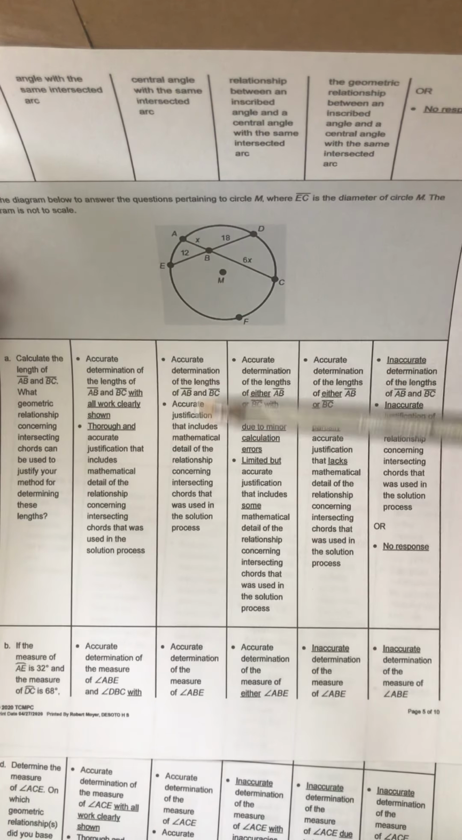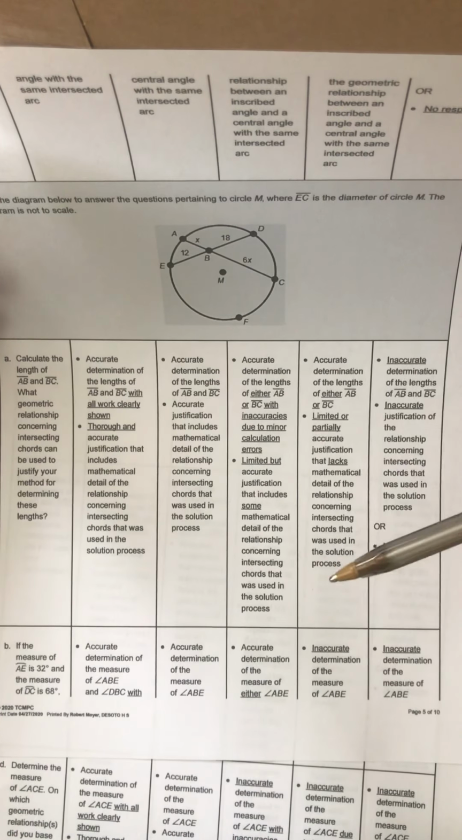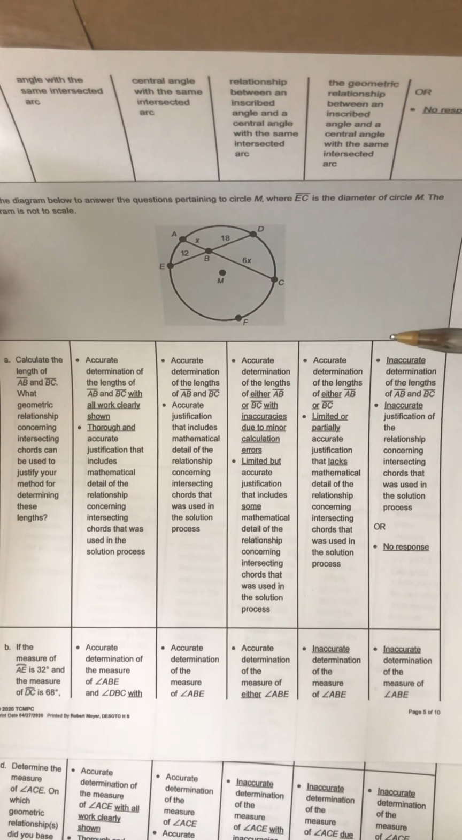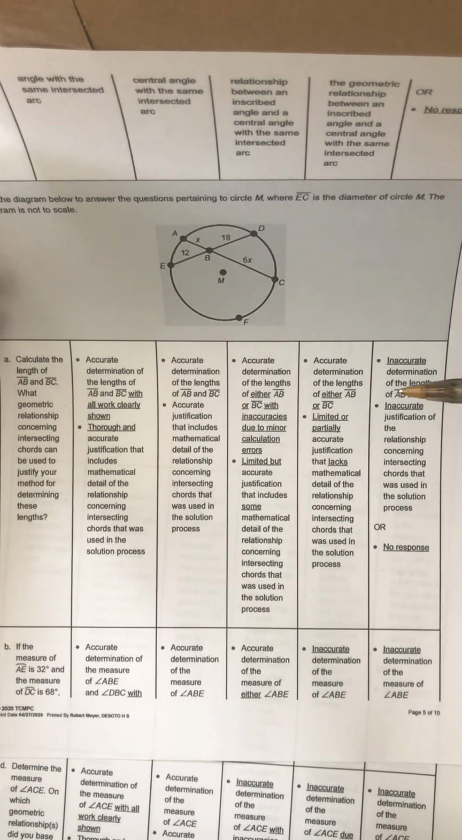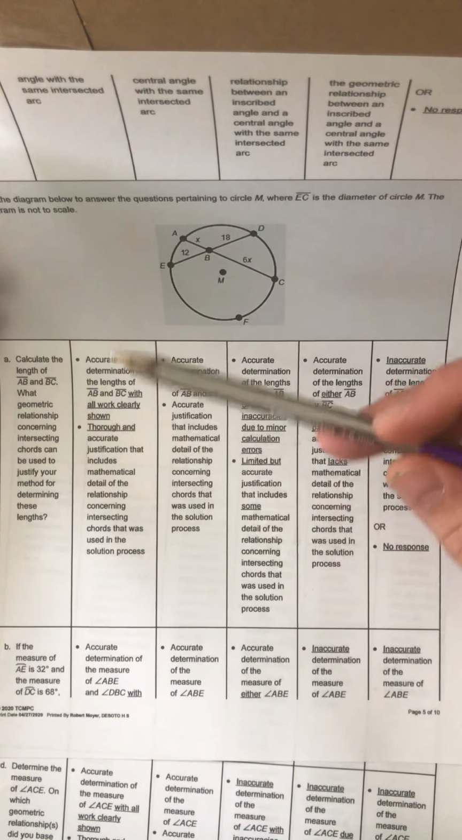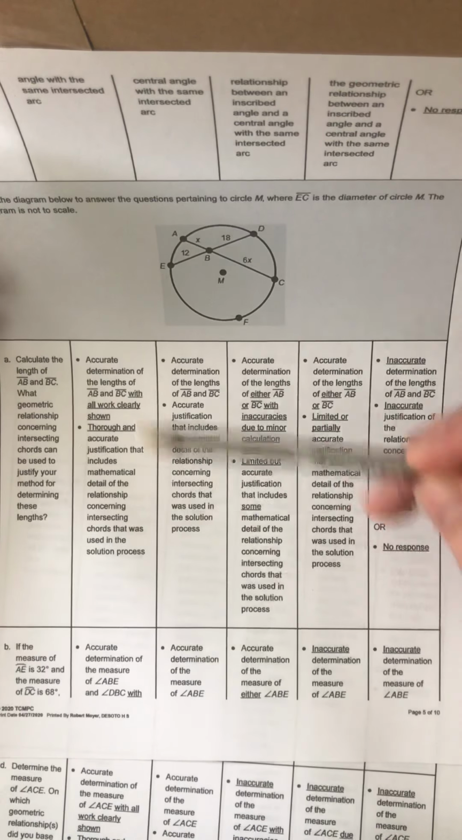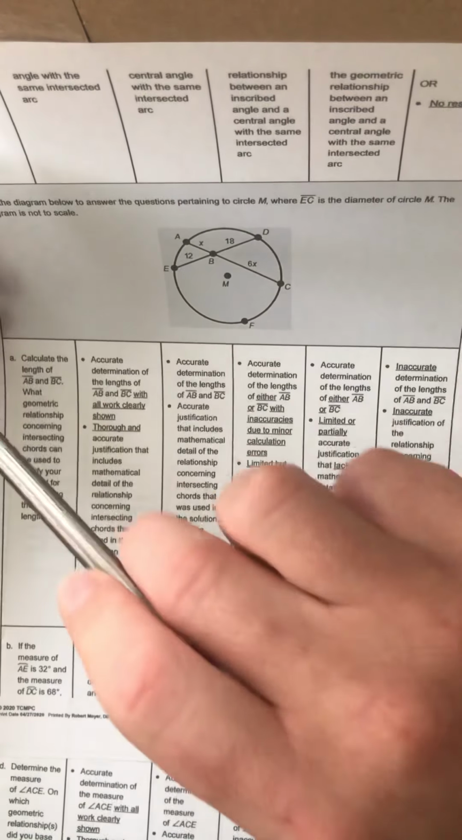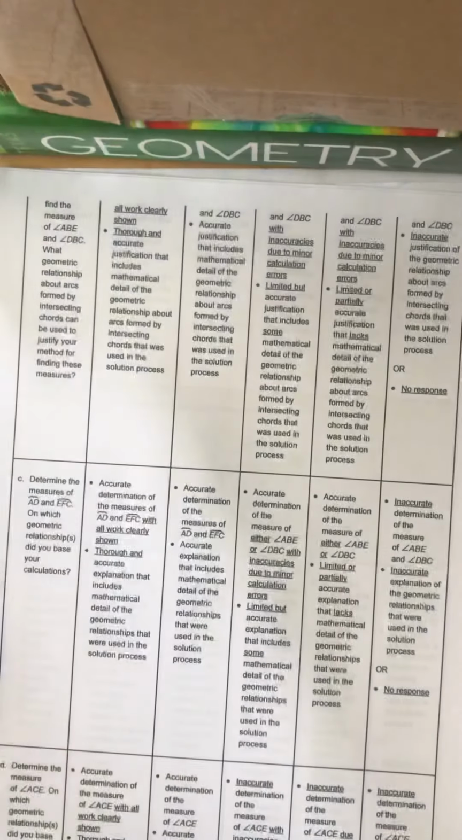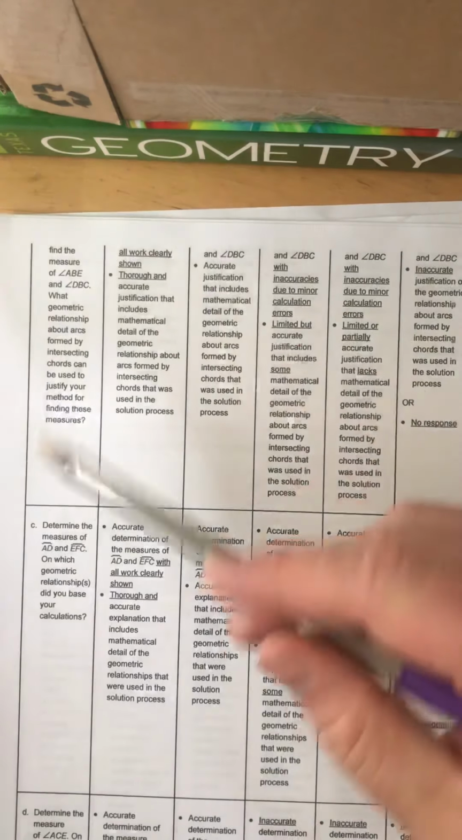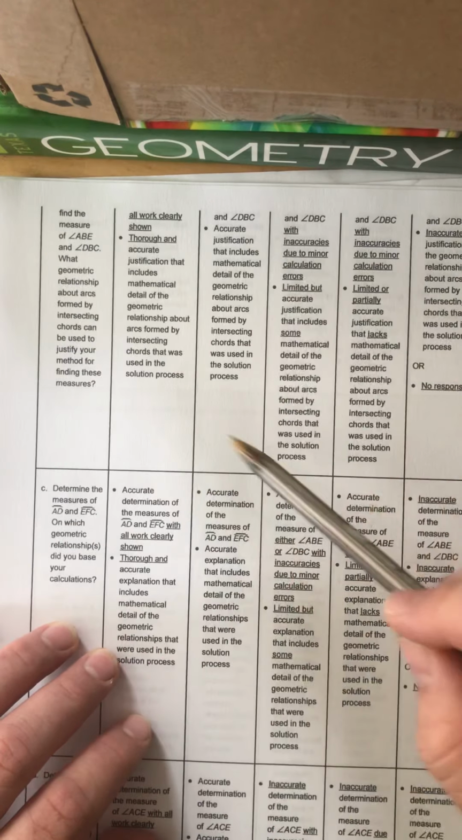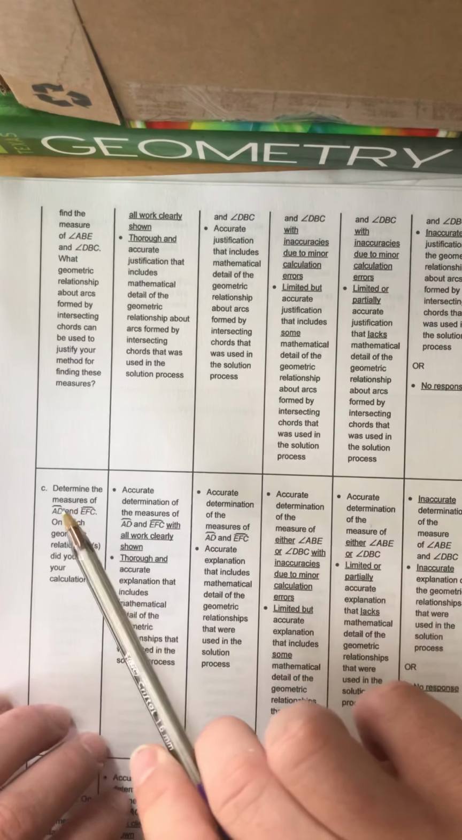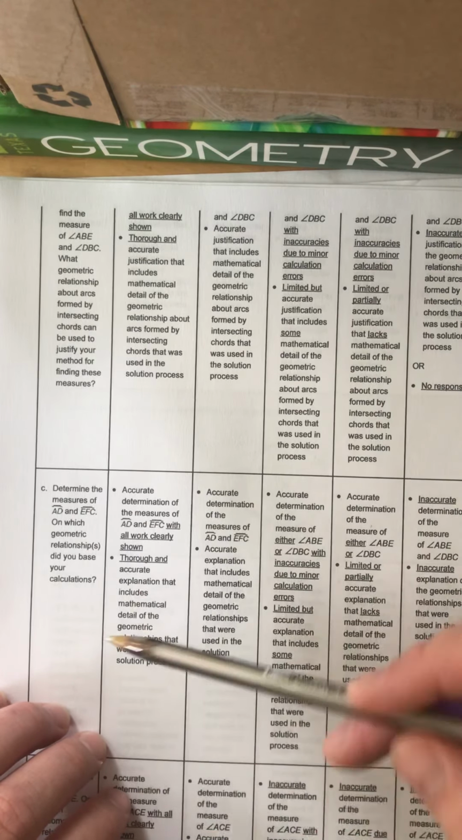And you can see the language changes as we go across. If we're not doing it very well, you get inaccurate determinations of AB and BC, and inaccurate justification. So we want to read this one here on the far left. That's what we're shooting for. And you can see the rest of the document just goes through each part: part A, part B, this would be part C down here at the bottom, this is all B up top, and this would be C. So again, it goes through each part and tells you what you should be doing.